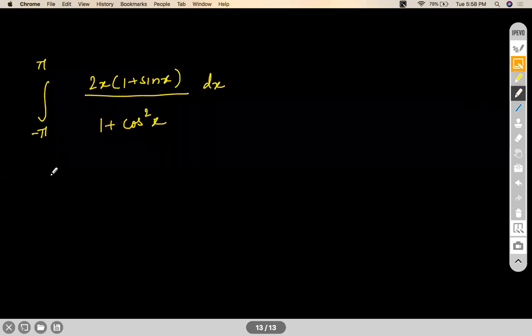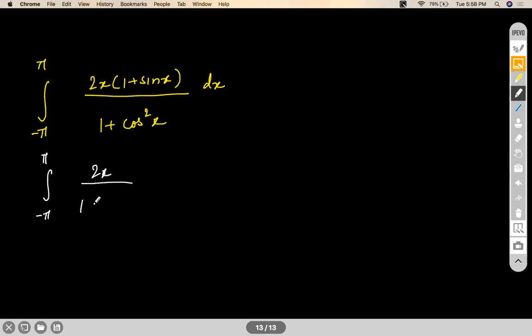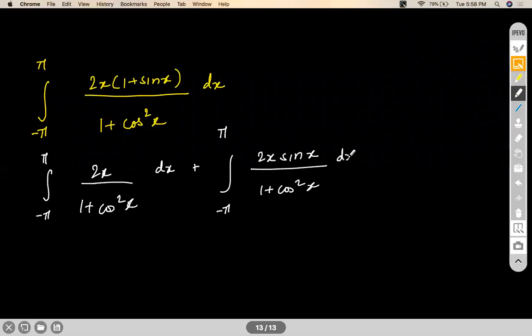So first of all, it's actually based on the even-odd property. So you can break it up as this and this. This is clearly 0 because you're dealing with an odd function over here. Correct? And this is an even function because x and sine x both being odd, the product is even, and 1 plus cos square is anyways going to be an even function.